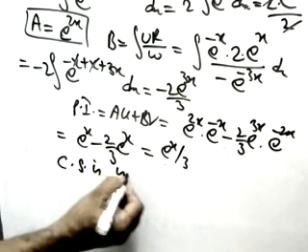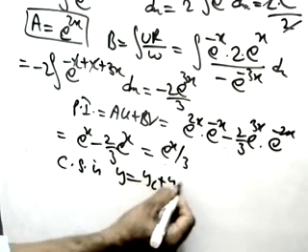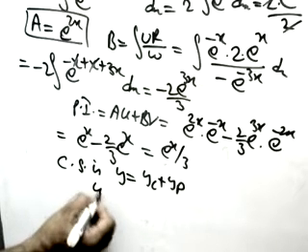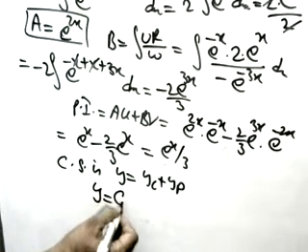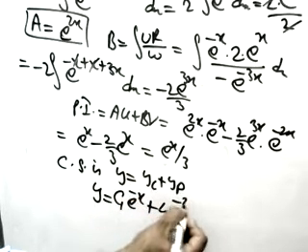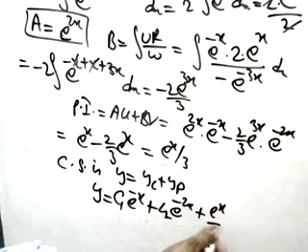Now last step: therefore, the complete solution is y equals yc plus yp. So y equals yc, we are already having c1 e power minus x plus c2 e power minus 2x, plus yp, e power x by 3.